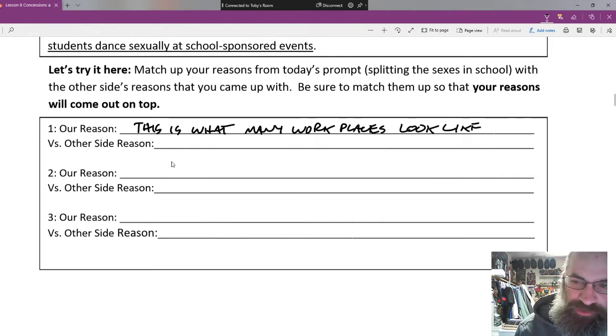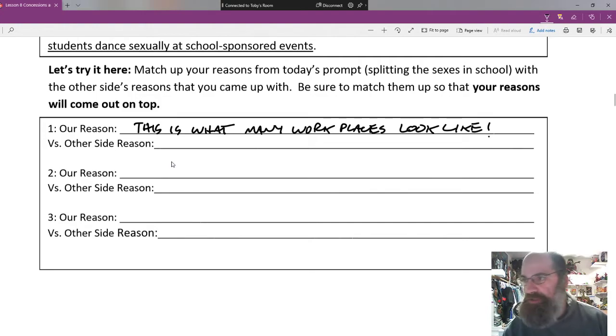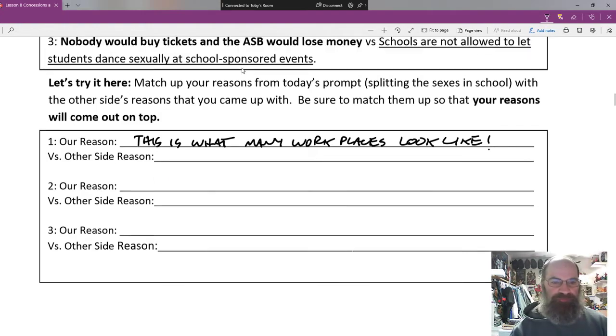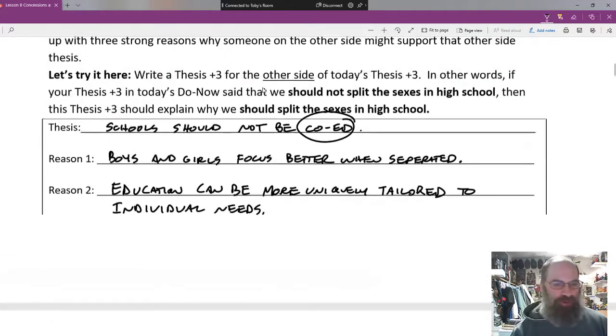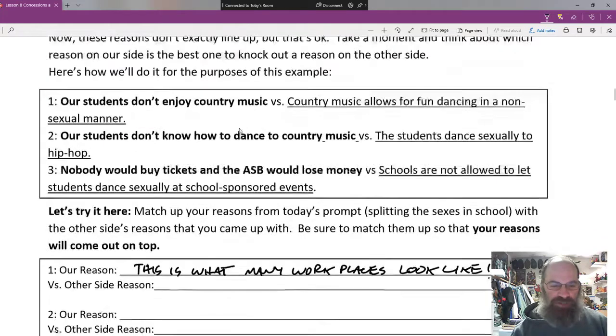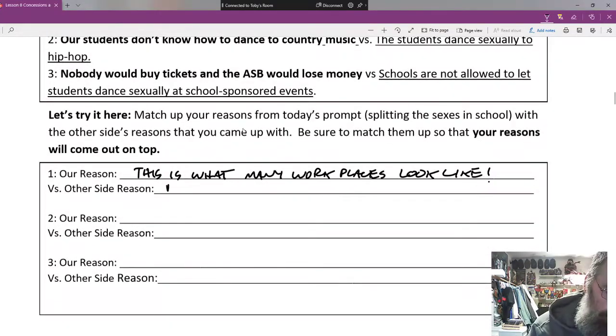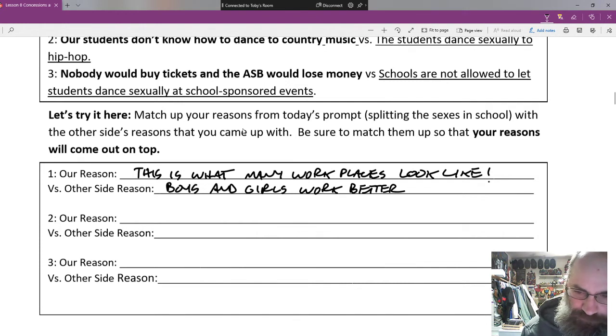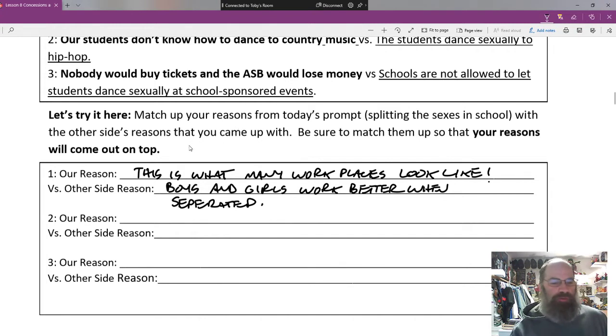So this is what they look like. This is what many workplaces look like. Versus, exclamation point for emphasis, boys and girls focus better when separated. This is going to be a long video, and I don't want it to be. All right, boys and girls work better when separated.